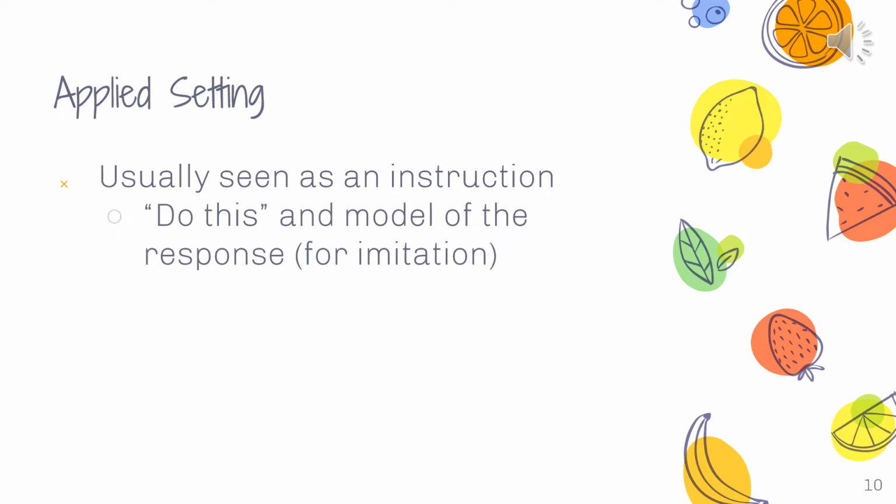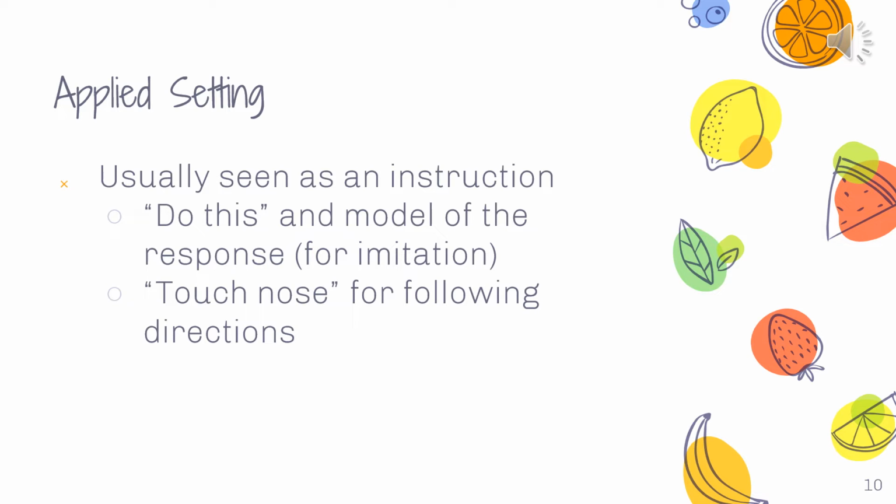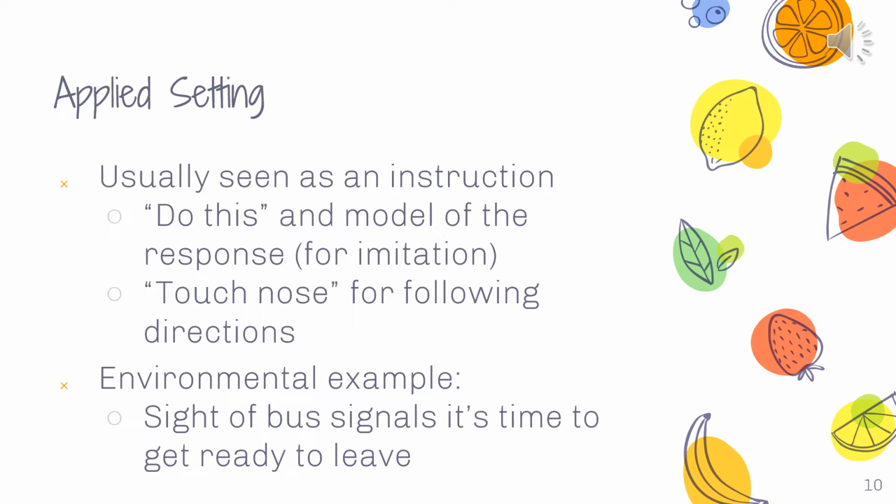Now let's go over what an SD might look like in the applied setting. This is usually seen as an instruction. For example, for the procedure imitation, the SD would be the technician saying, do this, and modeling the response for the student. Whereas for the procedure following directions, the SD would be the technician saying, touch nose. Discriminative stimuli do not always have to be contrived situations, however. Oftentimes, the environment should evoke a response. For example, the sight of a bus signals to a student that it's time to get ready to leave.